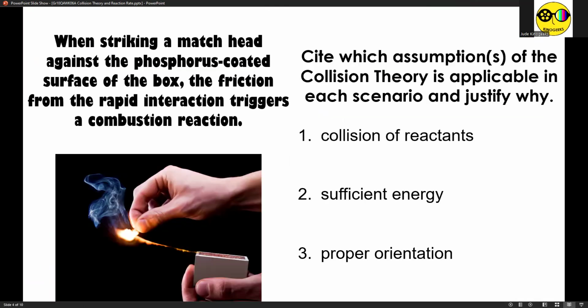So let's have another scenario. When striking a match head against the phosphorus-coated surface of the box, the friction from the rapid interaction triggers a combustion reaction. Cite which assumptions of collision theory are applicable in each scenario and justify why. In this specific scenario, actually all of them are applicable. Let's start with collision of reactants.